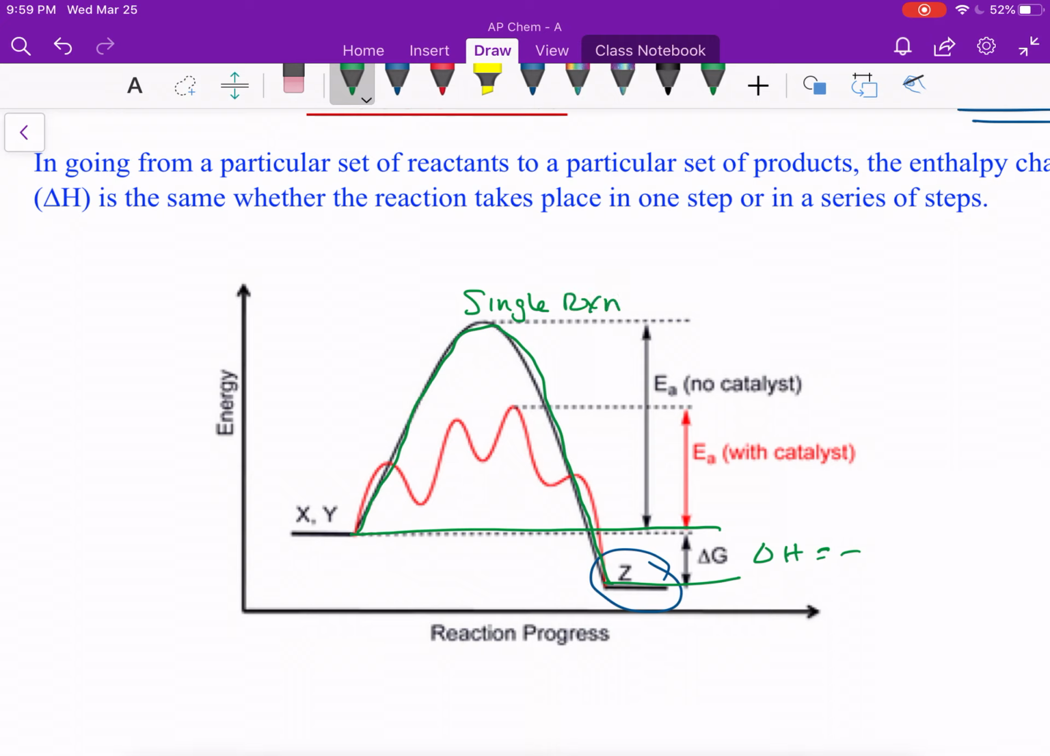Now let's say we had a multi-step reaction. So here the red line would be our multi-step, right? We have step 1, we have step 2, we have step 3. So in this case here, actually we have step 4. I missed that one. So in this case, we actually have 4 steps, right?